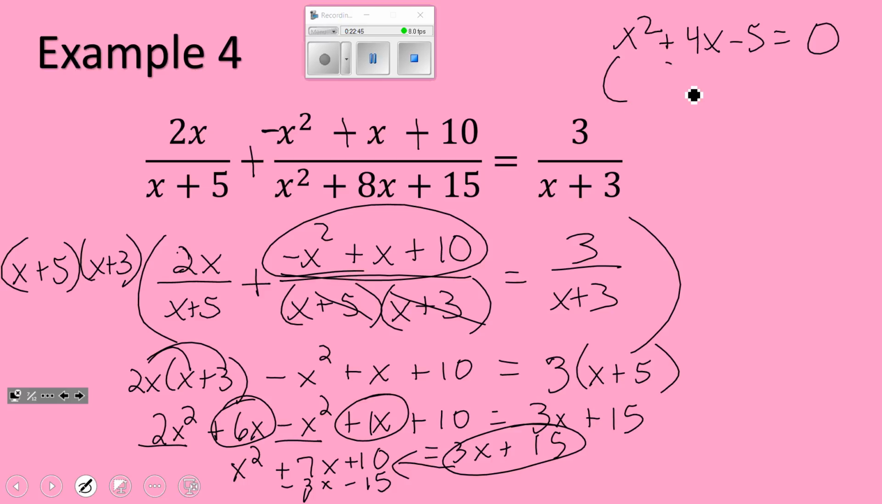Okay? So if we factor this, I'd factor it into x plus 5 and x minus 1. Do we agree? Positive 5 minus 1 will give you a 4 in the middle. And so then x would be equal to negative 5 and x would be equal to 1. Now that's what Izzy and Rhea said, right?